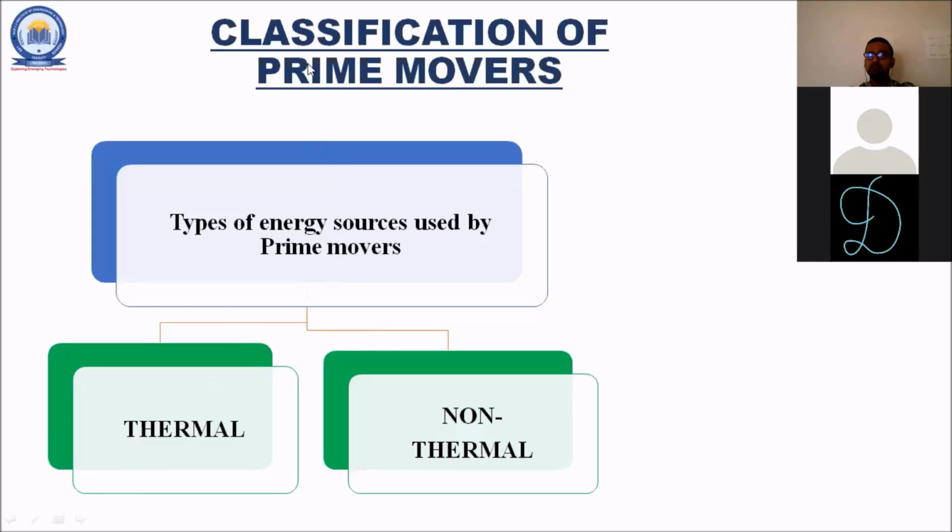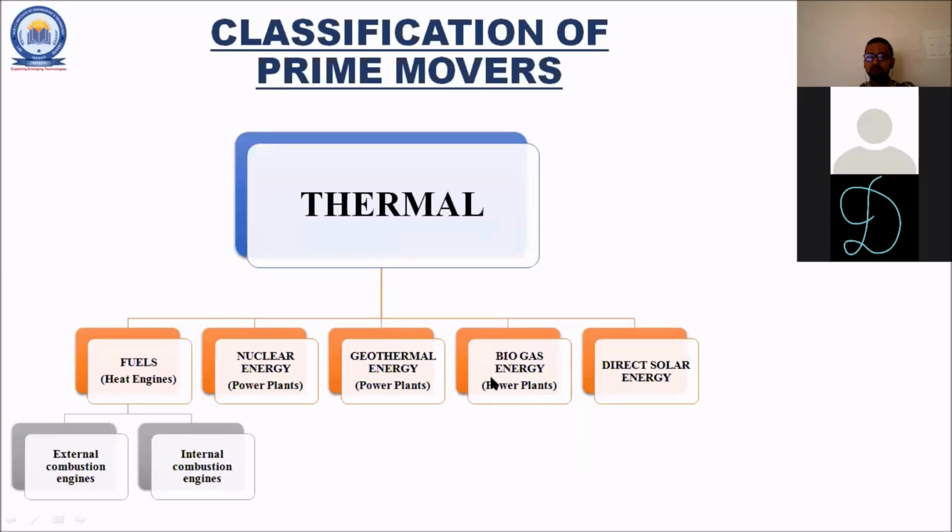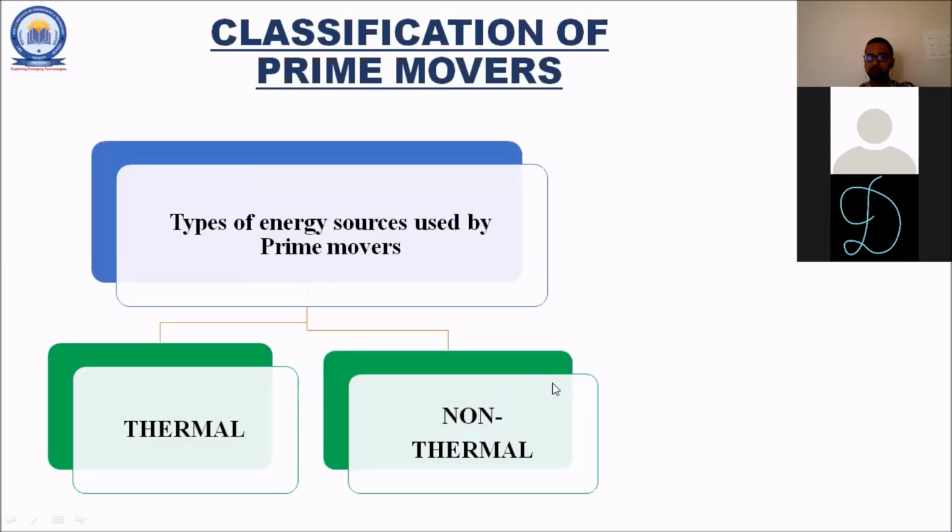So the classification of the prime mover is done on the basis of the types of the energy sources used by the prime mover. That means what are the input parameters to the prime movers. On the basis of this point, the prime movers are classified into two types: the thermal prime movers and the non-thermal prime movers. The thermal prime movers are related with the heat energy, and the non-thermal prime movers are not related with the heat energy.